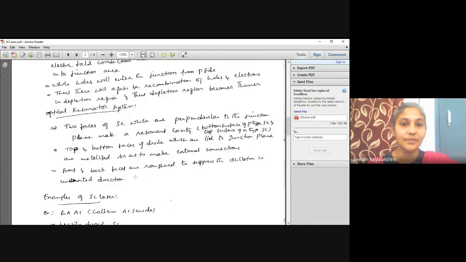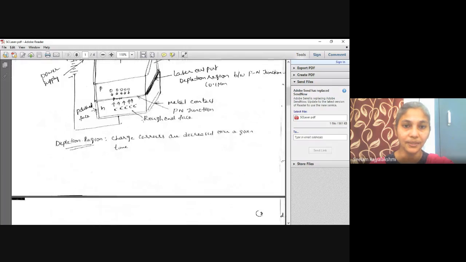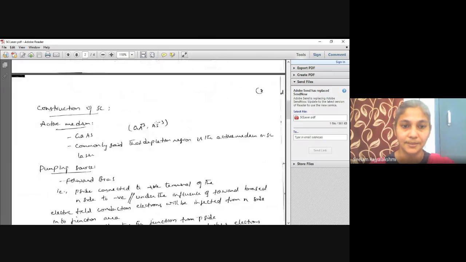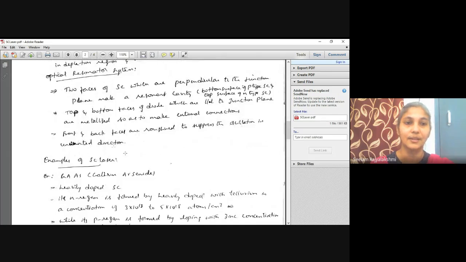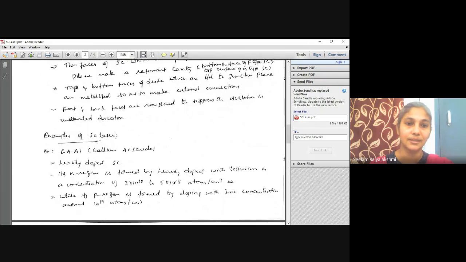So front and back faces are roughened to suppress the oscillation in the unwanted direction. Front and back roughened surfaces to suppress the oscillation. Here, this one is the back side, front side and back side, so as to suppress the oscillation in the unwanted directions.